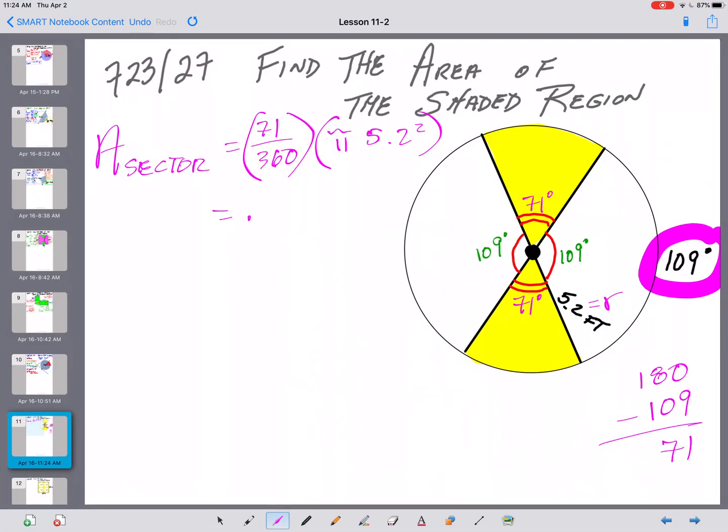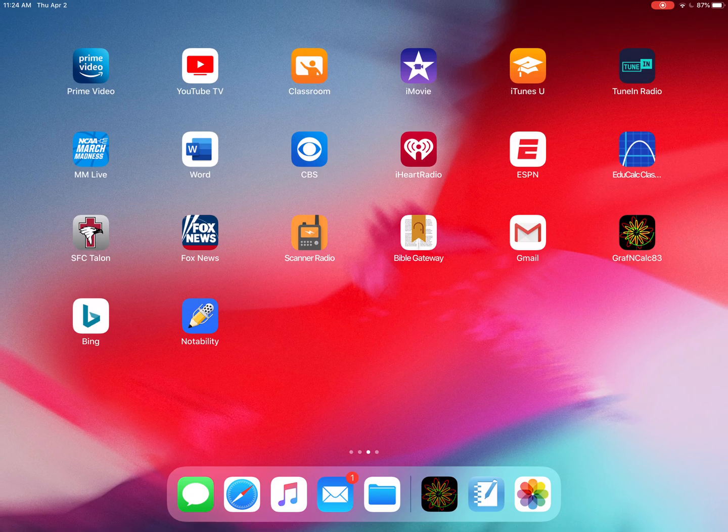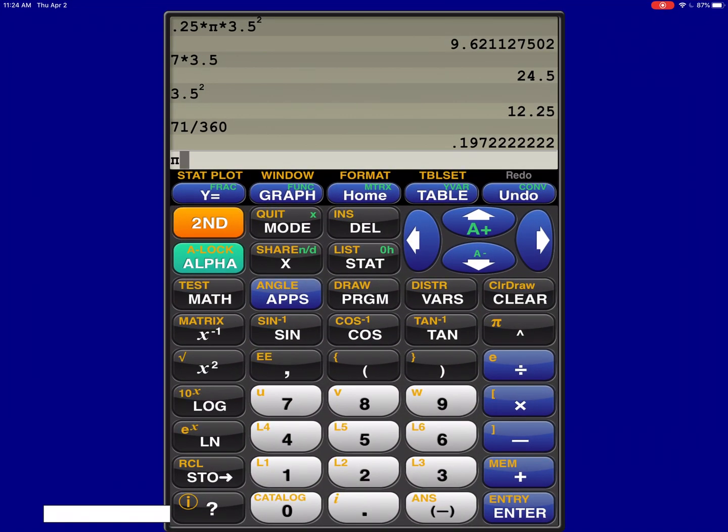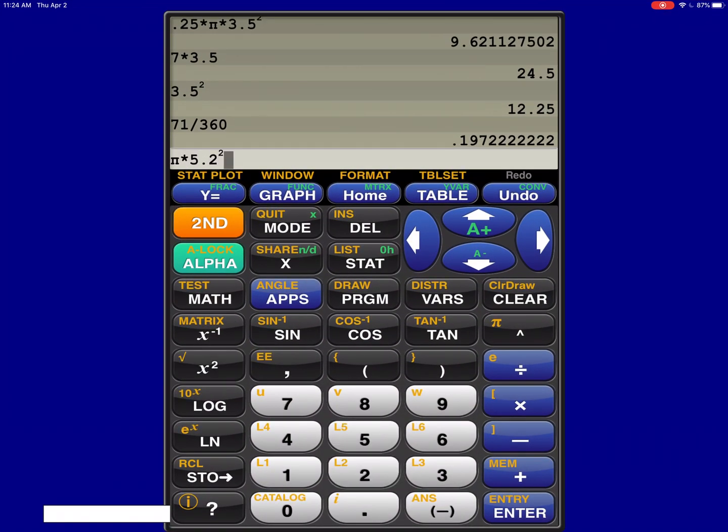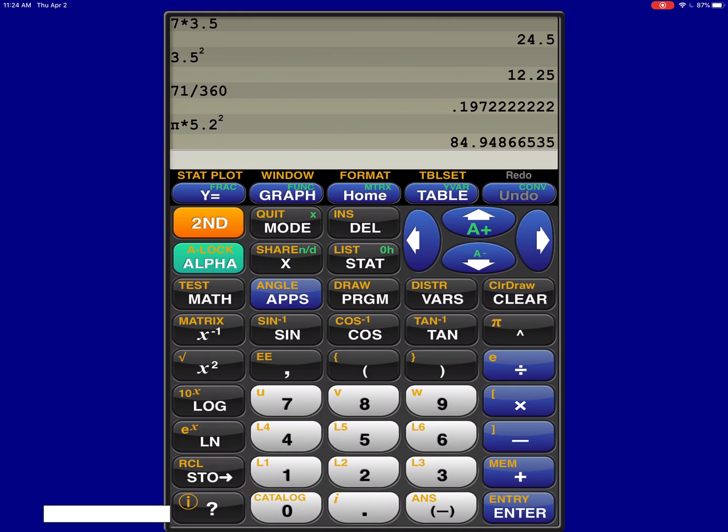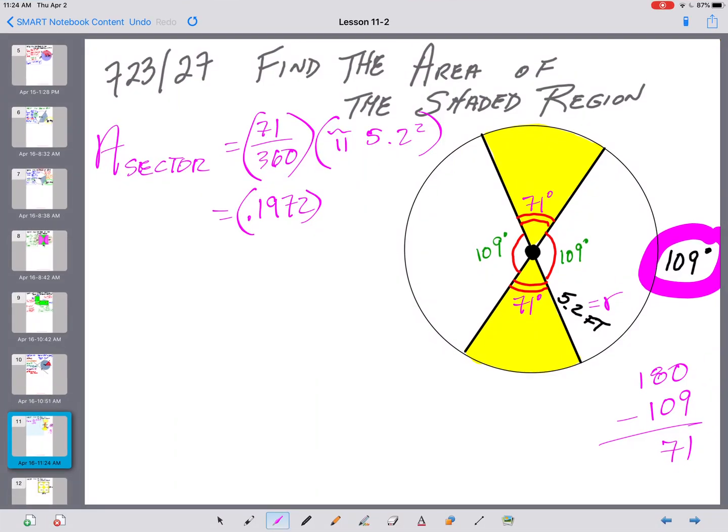Okay, 0.1972. Good. Okay, pi times 5.2 squared. We've got a pi times 5.2 squared. Nice, huh? 84.94. Now, this is going to be the area of just one sector.